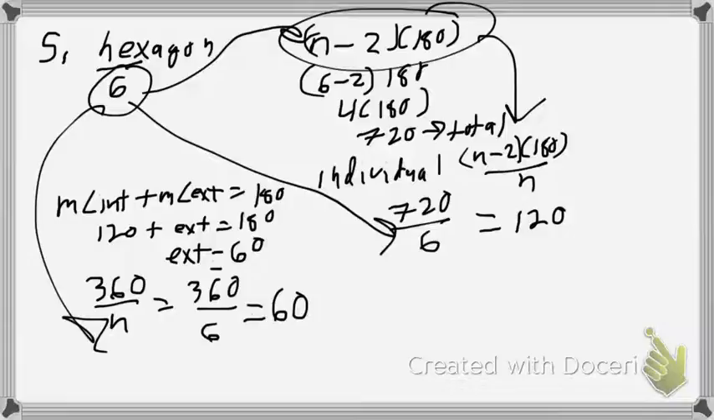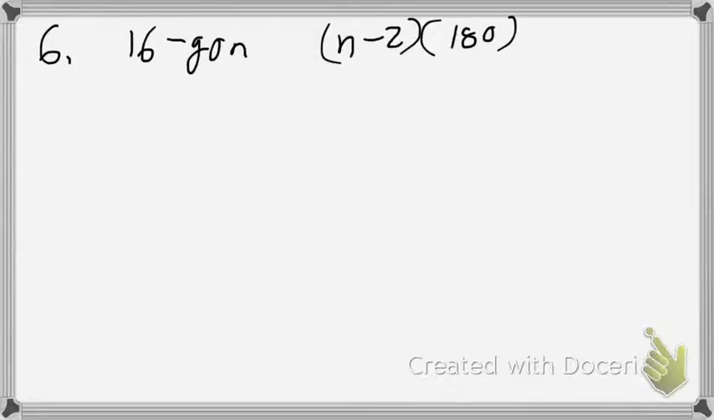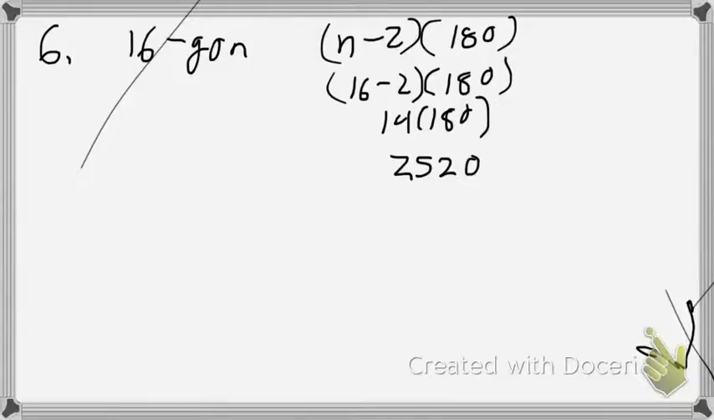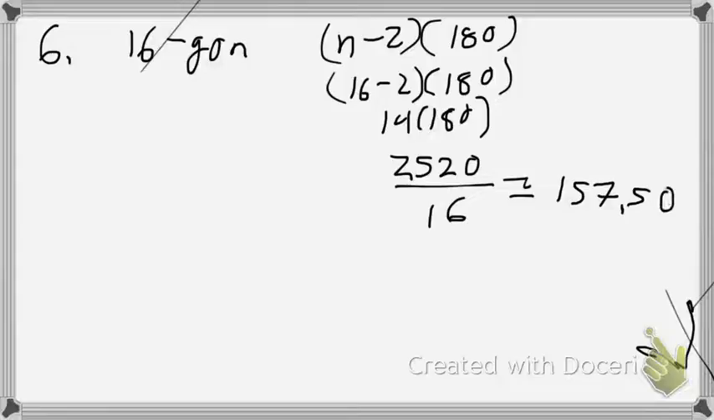I'm going to go through the next two a little bit quicker because it's the same thing. So we start off with a 16-gon. So n's going to be 16. Same exact formula. 16 minus 2 times 180 gives us 14 times 180, or 2,520. That is the sum of all the angles. To get the individual angle, we divide by 16, that's the number of sides, and we get 157.5. Totally legitimate to have a decimal there.